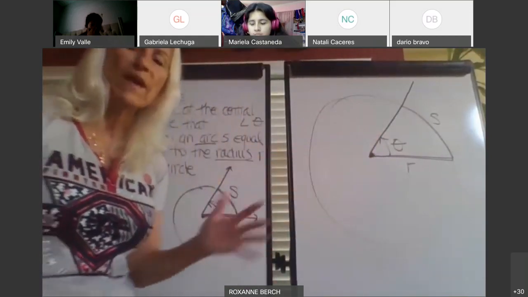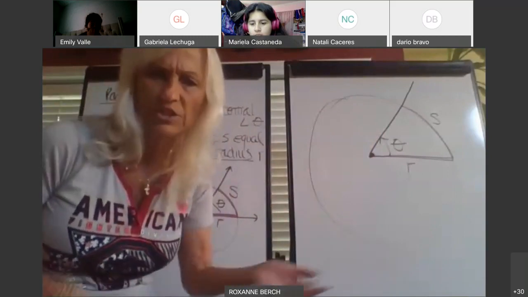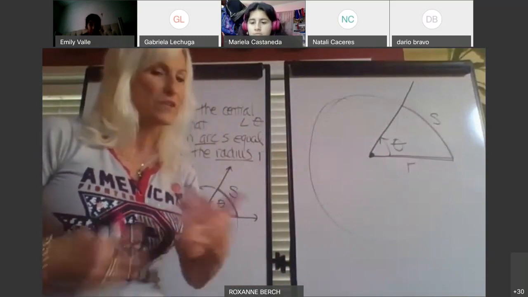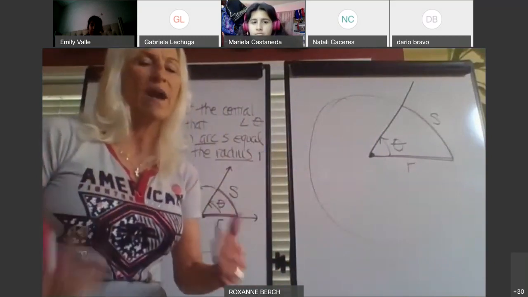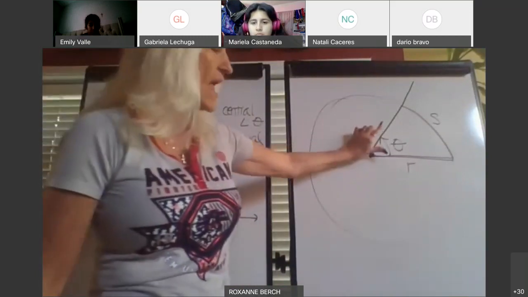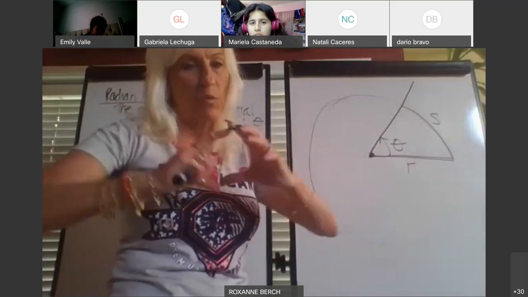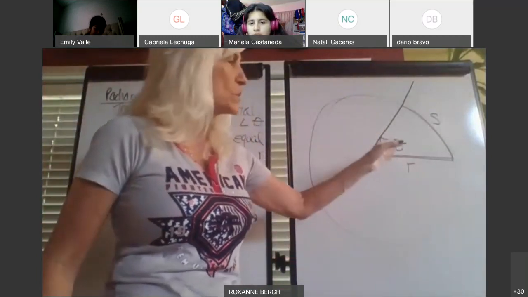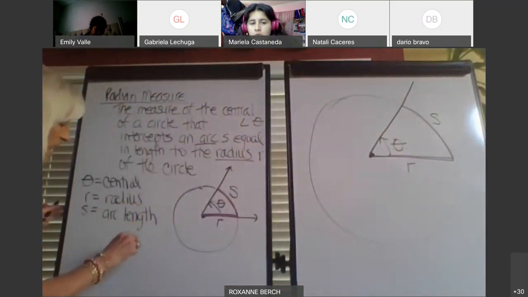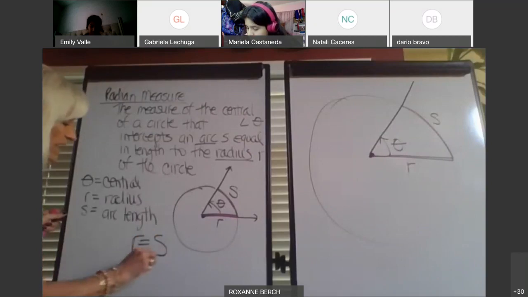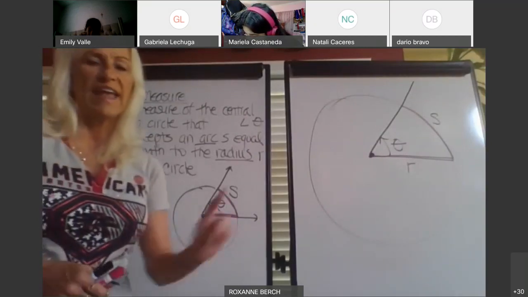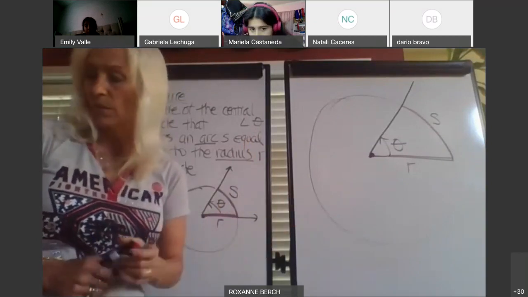Now, we don't care about the degree measure of this angle. In fact, if you ask me, what's the degree measure of 1 radian? I don't know. We can figure it out, but I don't care. We don't care about the degree measure of 1 radian. All we care about is that 1 radian is that. And regardless of the radius of a circle, as long as the radius equals the arc length of a central angle, you're going to get 1 radian.